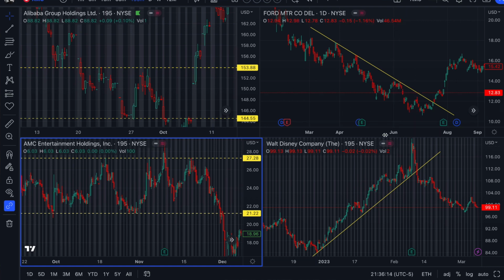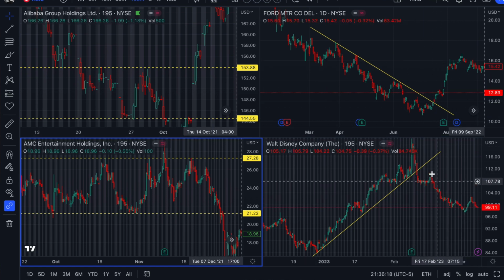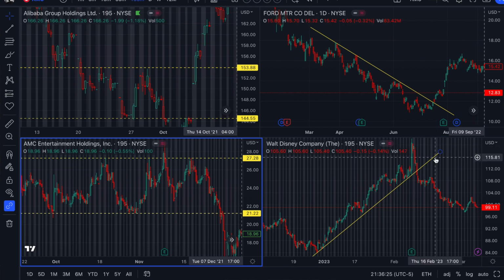When the stock breaks these trend lines, sometimes it can set up for a move in the opposite direction. A break above a resistance trend line can sometimes indicate a potential buy signal, while a break below a support trend line can indicate a potential sell signal.